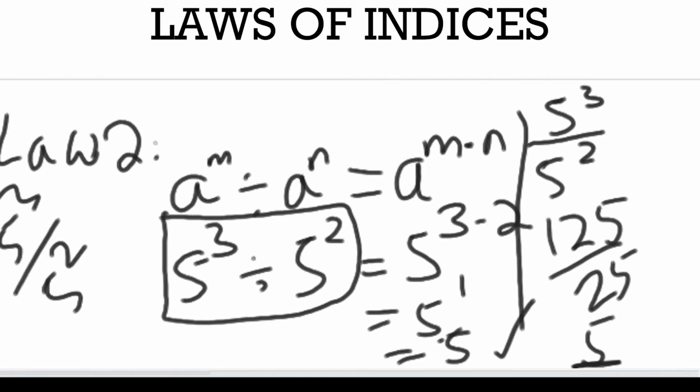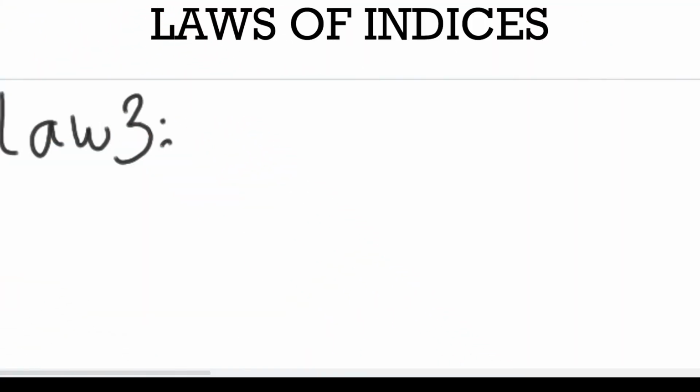Also, in this law remember that the bases have to be the same or else the law wouldn't work. The powers could be different or the same, it doesn't matter, but the bases should be the same. Law number 3 states that if base a has a power of m and this term has a whole power of n, then these two powers can be multiplied.